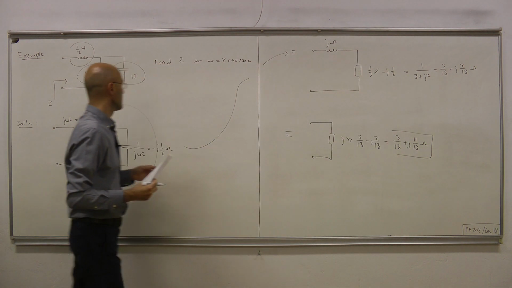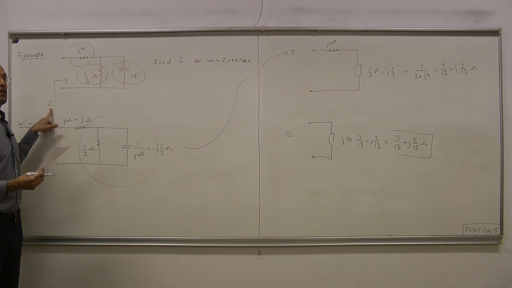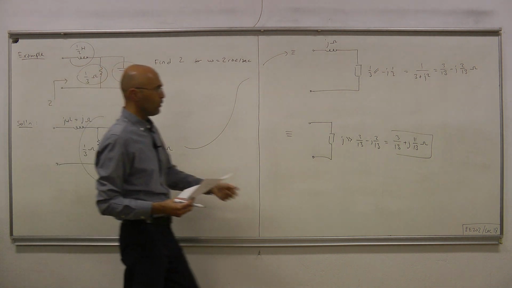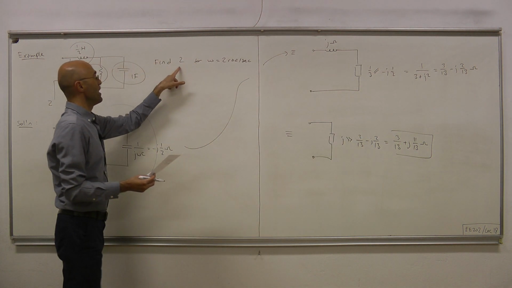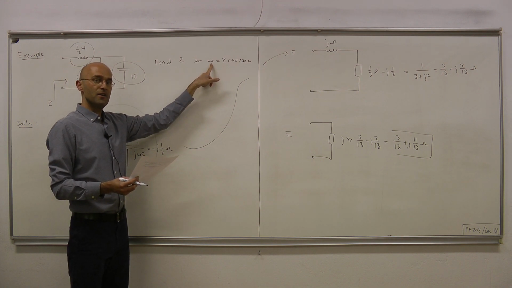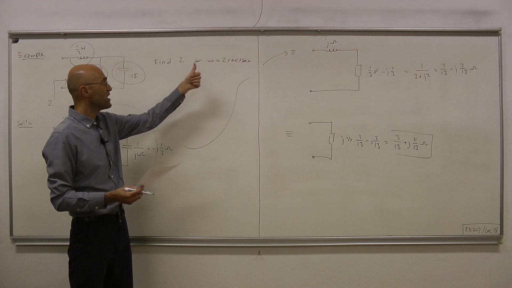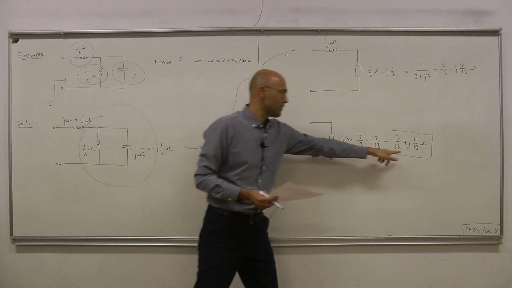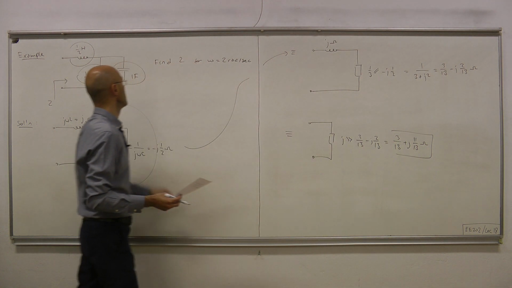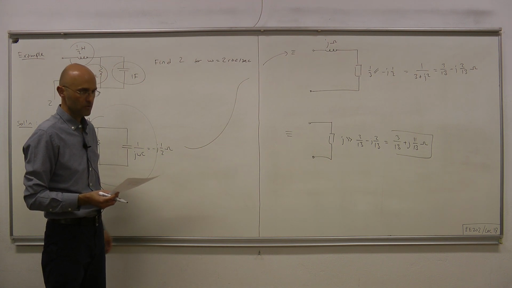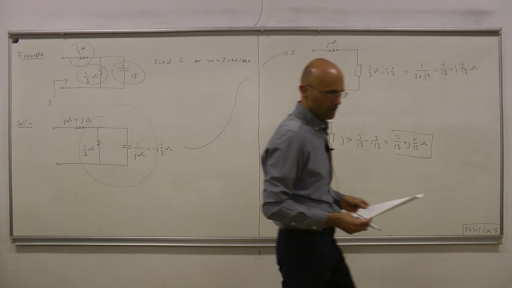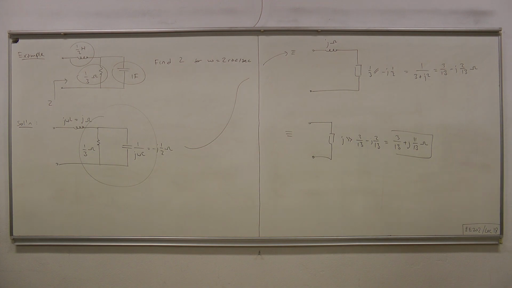Therefore, the impedance of this one port equals this number when the frequency of operation is 2 radians per second. You change the frequency, this changes, because the impedances of capacitor and inductor change with respect to the frequency.